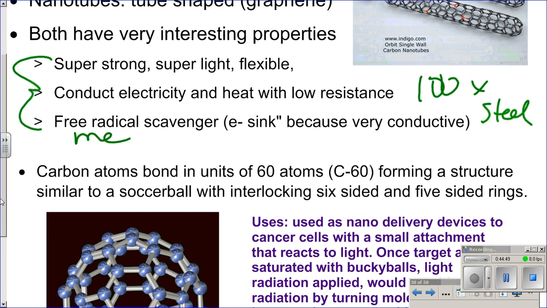But one of the coolest things, this is a medicinal application. They're free radical scavengers. We heard about the free radicals already. We heard they oxidize our cells. Pretty much oxidation of your cells is what causes you to age. Okay, so if you can stop oxidation of your cells, you could be young forever.